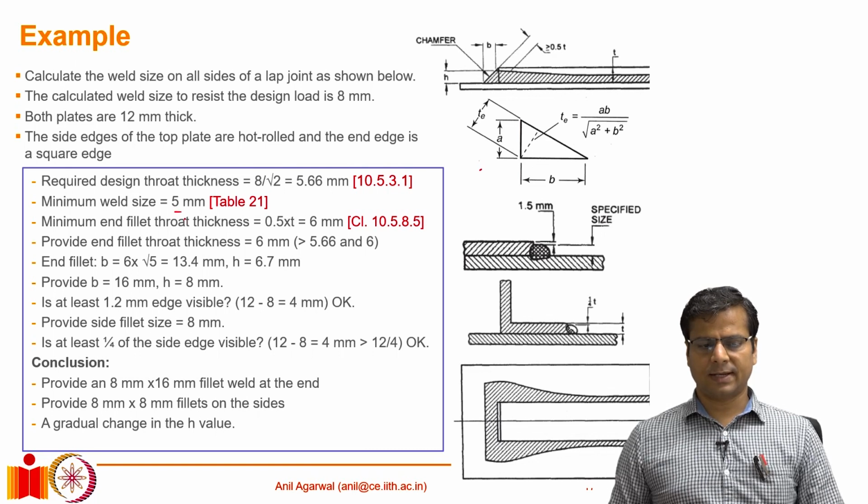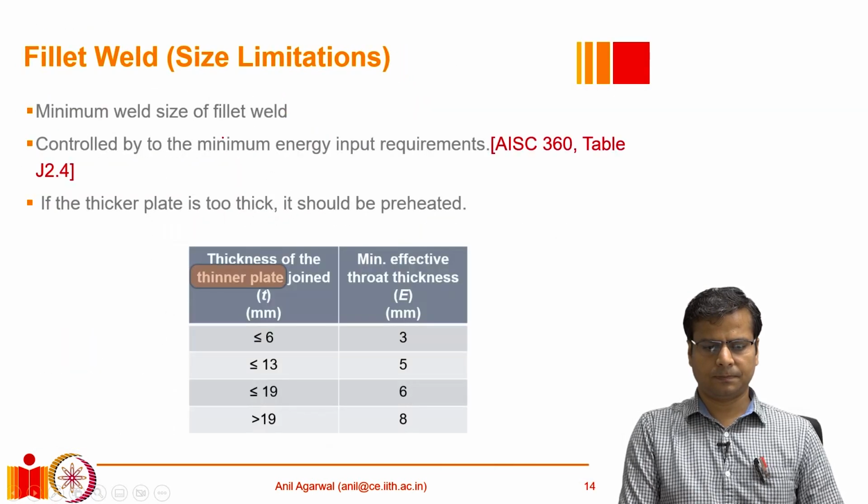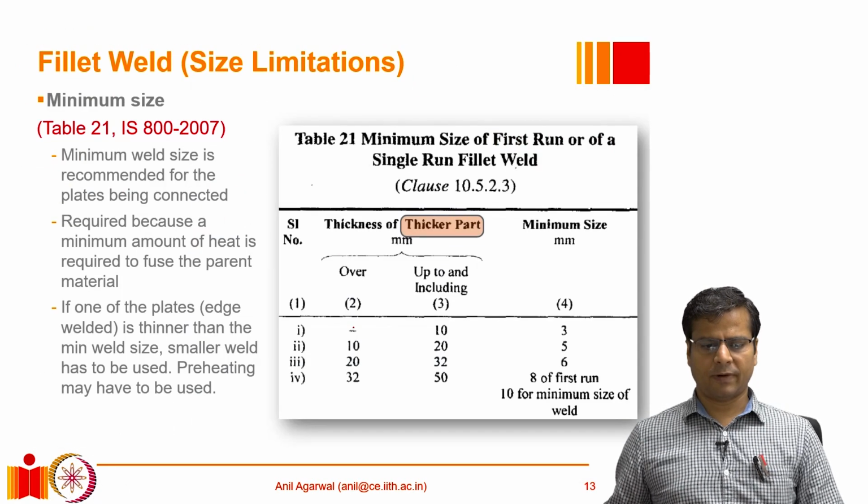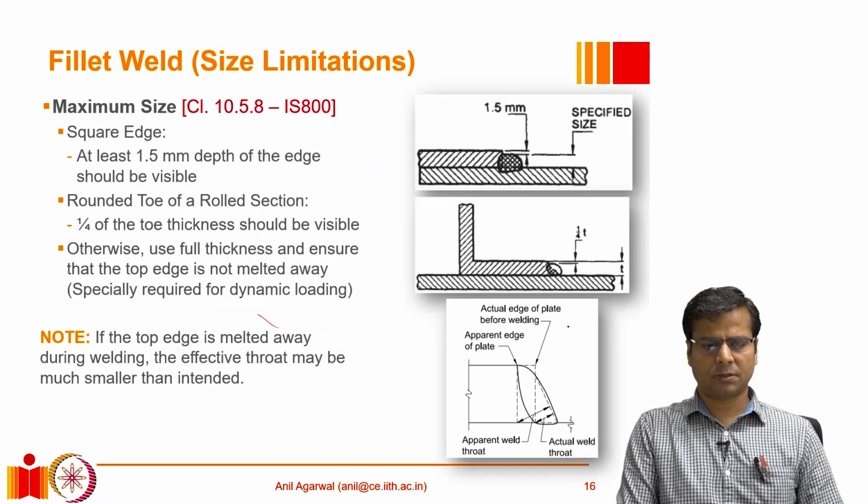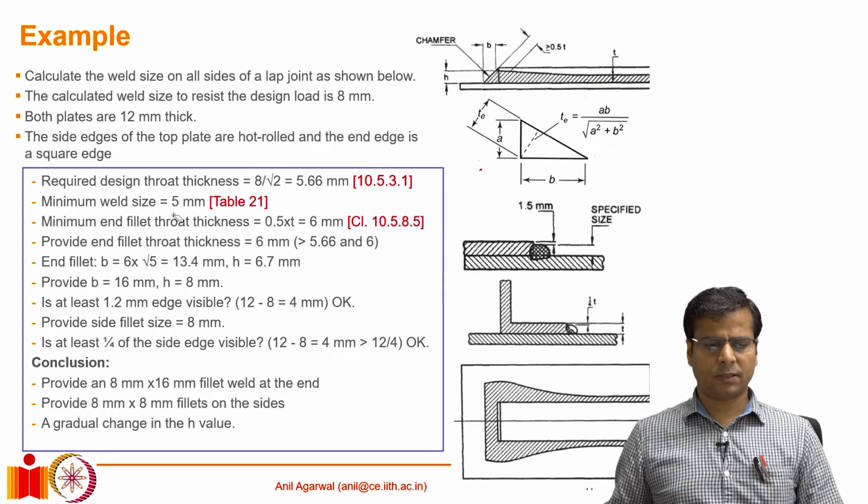What is the minimum weld size that is allowed? We will look at the plate thicknesses. We'll go to Table 21. Table 21 of IS 800 says that for a plate thickness that varies between 10 millimeter and 20 millimeter, the minimum fillet should be at least 5 millimeters. So for a plate of 12 millimeter, which falls between 10 and 20, the weld should be at least 5 millimeters in size, which is okay because the throat itself was 5.66 and the weld size required for the design requirement itself was 8 millimeters. So no issues.